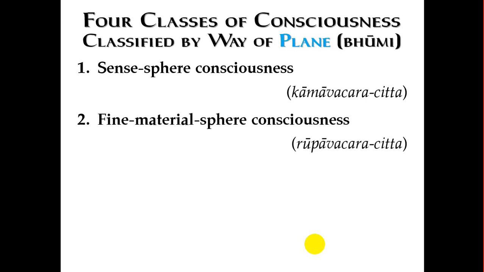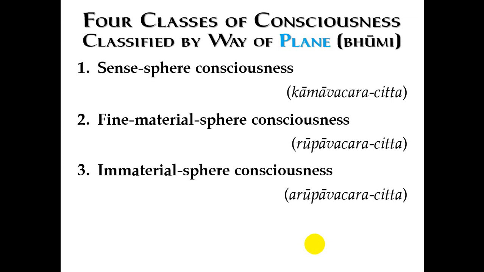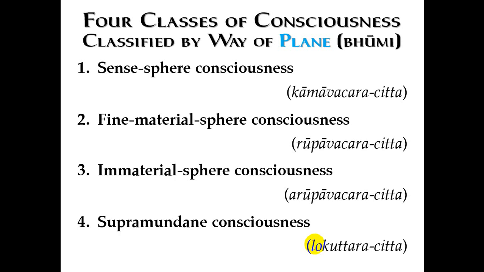Number two, fine material sphere consciousness. We have 15 fine material sphere consciousness, and we have 54 sense sphere consciousness. Then number three, we have 12 immaterial sphere consciousness, and number four, supramundane consciousness. We have 8 supramundane consciousness. So altogether, we have 89.